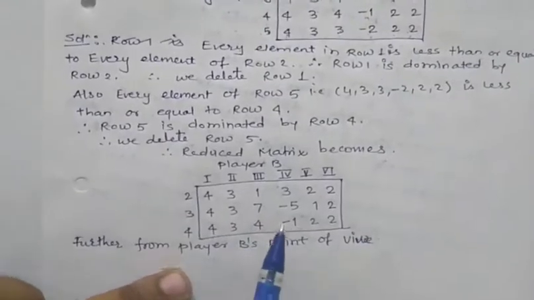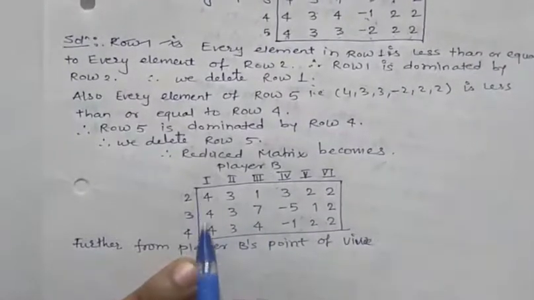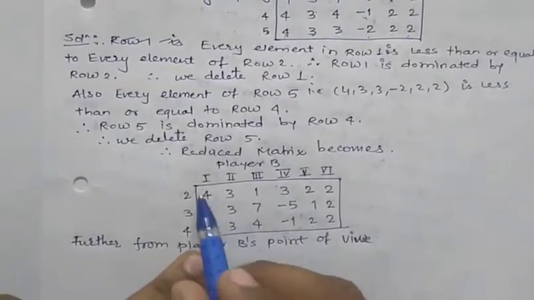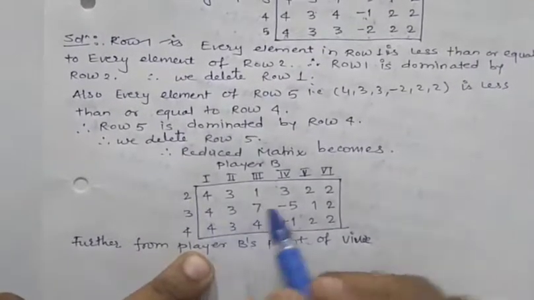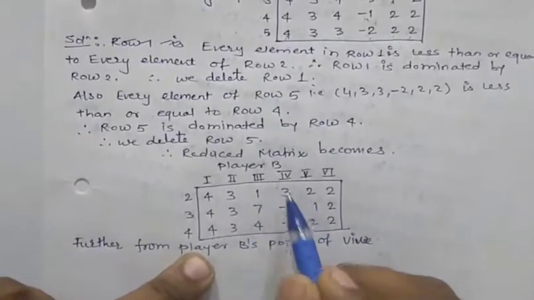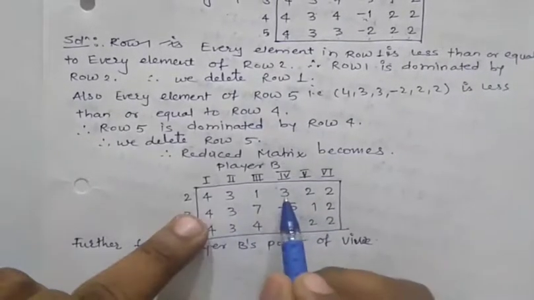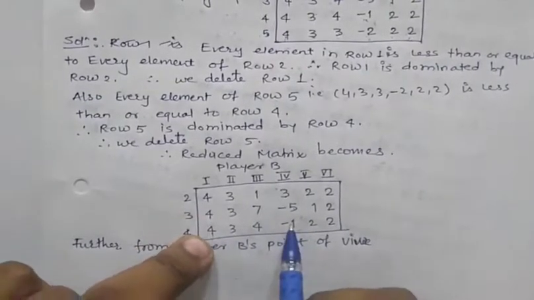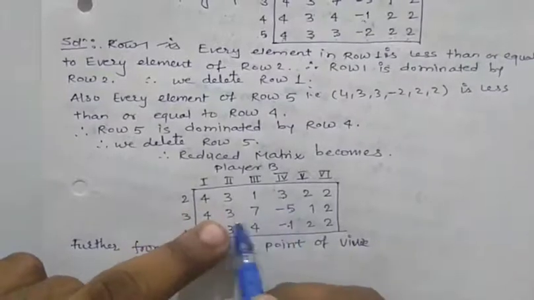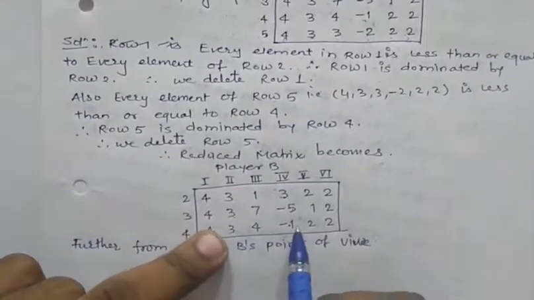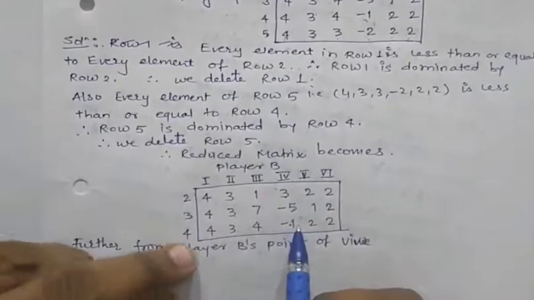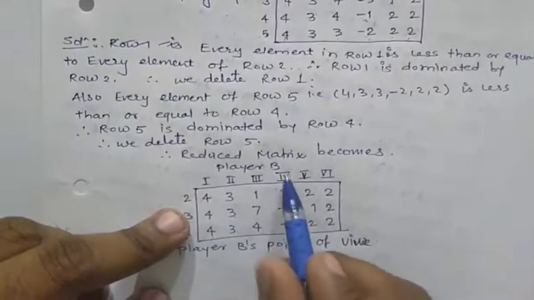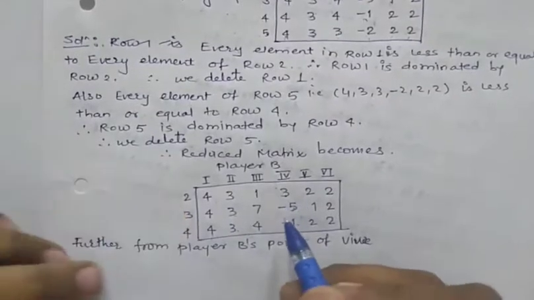Okay, now in these columns, if we consider the first column and second column, then every element of, so here 4 is less than or equal to 3, 4 is less than or equal to minus 5, 4 is less than or equal to minus 1, again 3 is less than or equal to 3, 3 is less than or equal to minus 5, and 3 is less than or equal to minus 1. Means what? Column 1 and column 2 are greater than or equal to column 4, right?